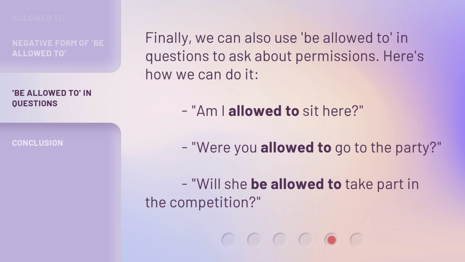Finally, we can also use be allowed to in questions to ask about permissions. Here's how we can do it. Am I allowed to sit here? Were you allowed to go to the party? Will she be allowed to take part in the competition?